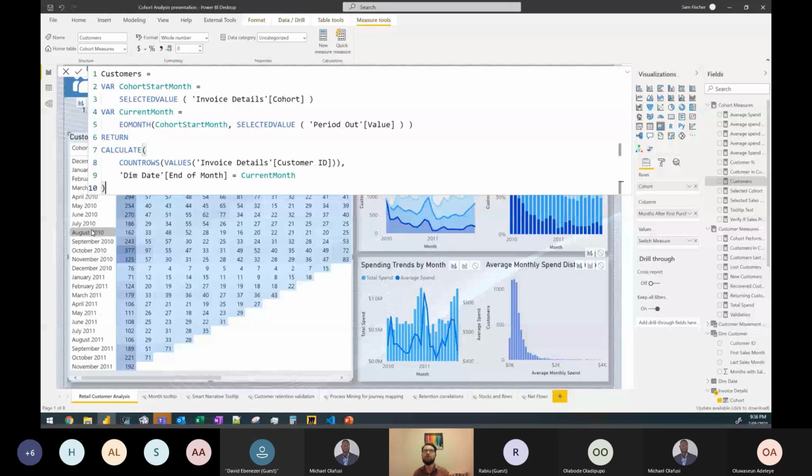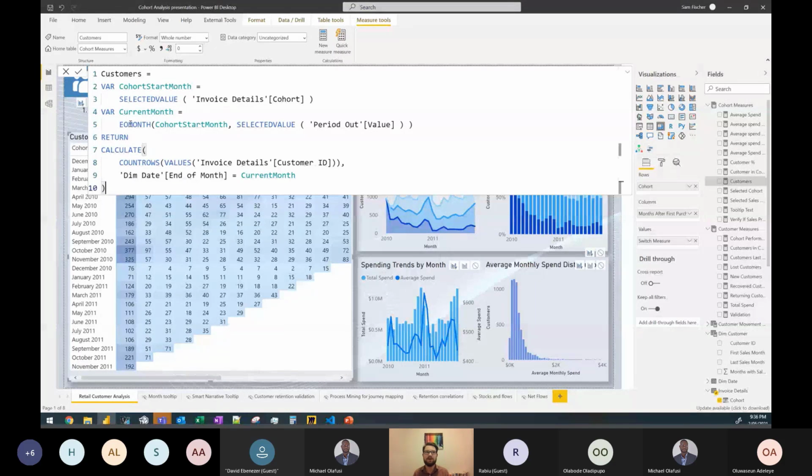And then for the second variable, we've got this current month variable. What this does is work out, based on what the cohort start month is and the selected value of the column, how many months ahead we're referring to. The EOMONTH function works out the end of month for the cohort date when it's this number of months in the future.